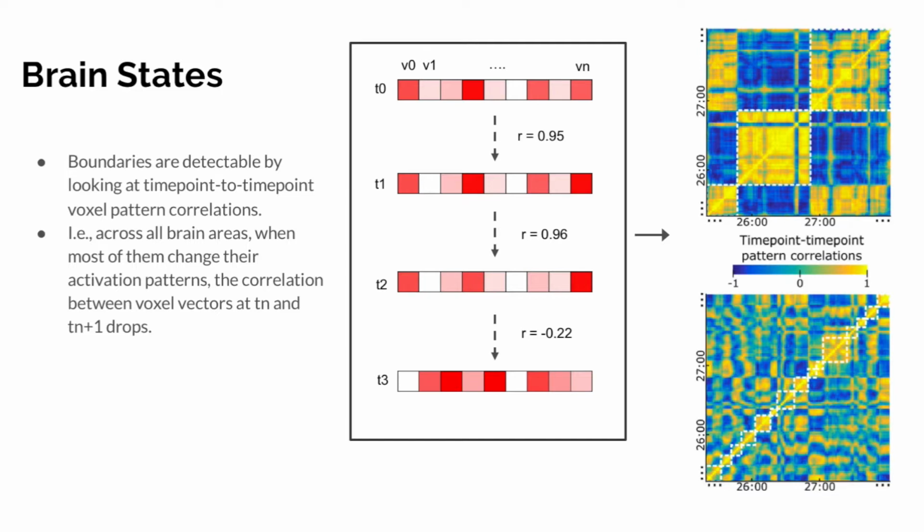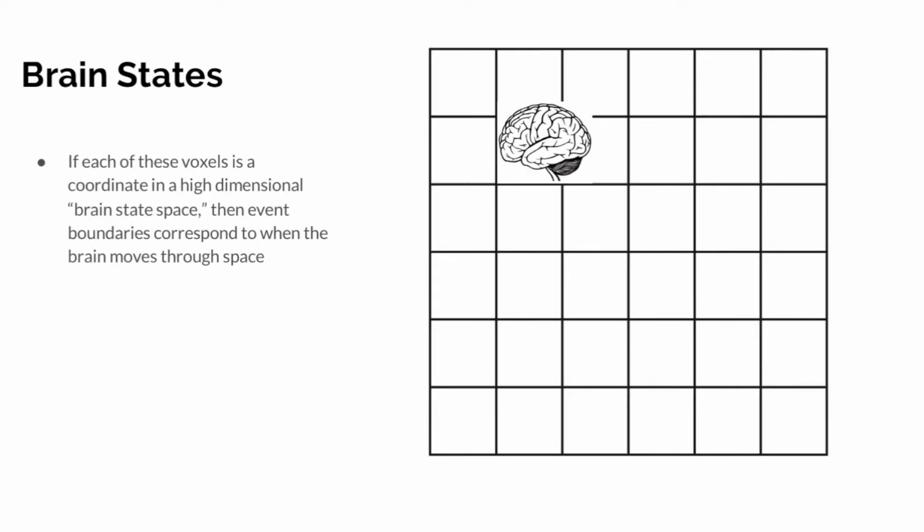And it turns out that the brain is not constantly moving through these states. It sort of sits in a brain state for a while, it's pretty stable, and then it'll suddenly shift to another brain state. And so when you look at these similarity matrices, you can see chunks of time when the brain state is being consistent and then when it's shifting. If you thought about this more vaguely, if each of these voxels is a coordinate in a high-dimensional brain state space, then event boundaries would correspond to when the brain moves through the space, like this.